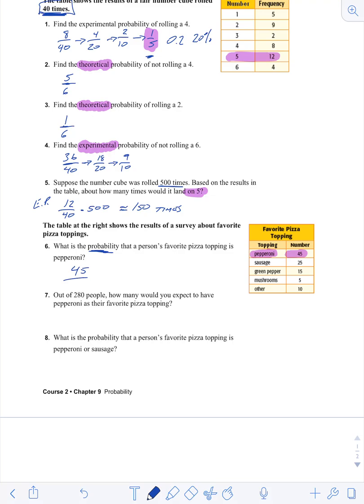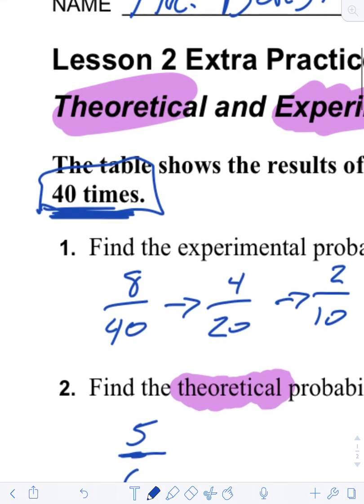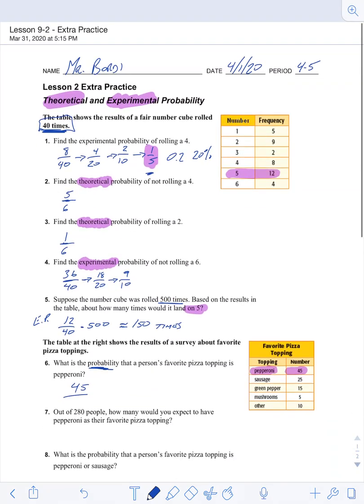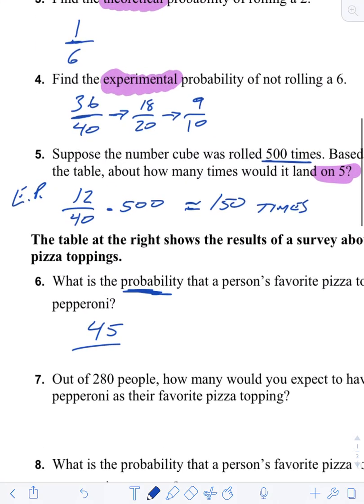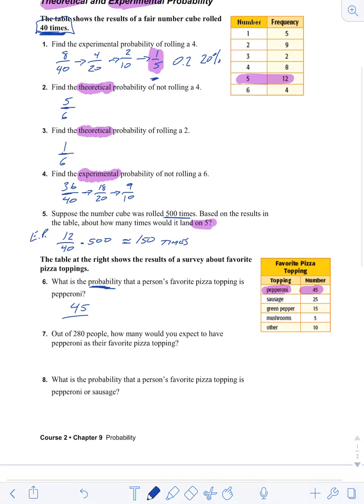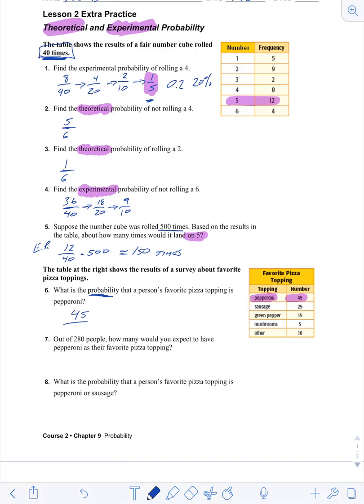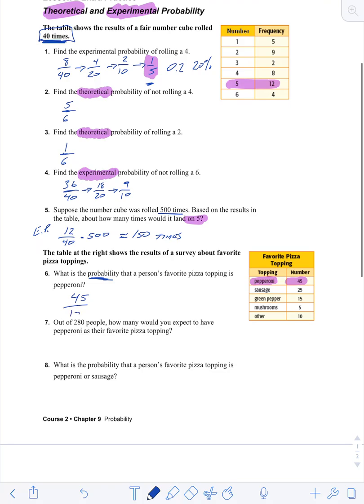Okay, now I need to figure out, well, what's my total number of people? At the top, it told me how many, 40 times. It doesn't tell me in this bold how many people were surveyed. So how do I figure that out? Well, we have to add them up. So I'm going to add 45 plus 25 plus 15 plus 5 plus 10. And I'm going to figure that out. That's 100 people.